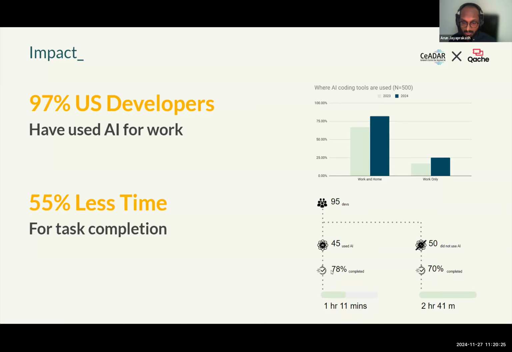Now the completion rate is fine, 78% for the half that used AI and 70% for the other half. But what's more interesting is the actual time to completion, and this is conditioned on the completion rate. So this kind of speaks for itself. That's a 55% reduction in time to complete this task, which is huge, and there's essentially no denying that.